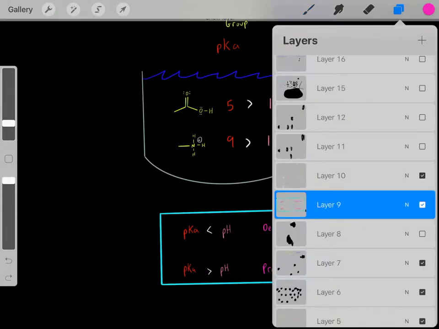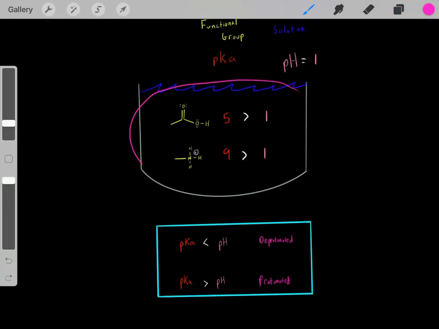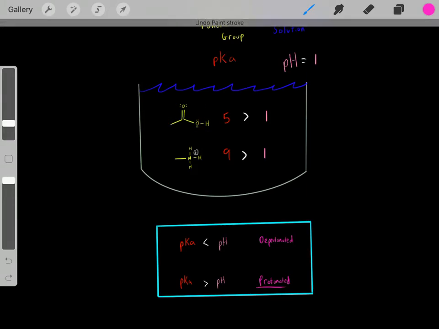Let's do an example. Let's say we have a pH of 1, so we have a very acidic solution. What you do is you take the functional group, for example, let's focus on this carboxylic acid functional group, and you take the pKa of that functional group and compare it to the pH of the solution that the functional group is in. If the pKa of the functional group is higher than the pH of the solution, then that functional group will be in its protonated form.